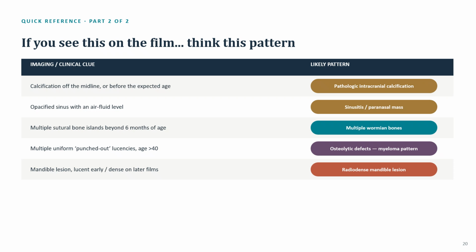If we're seeing multiple wormian bones, again, based on the patient's age, because in an infant, it might be completely normal, but in an older patient, that might suggest that they might have some sort of bone disorder. If we're seeing multiple punched out areas in the skull, especially if we're talking about an older adult, we might look at multiple myeloma as the cause. Also, if we see a dense or white lesion in the mandible, that might also point to a condition called cementoma. So again, these are just patterns that we just learned about.